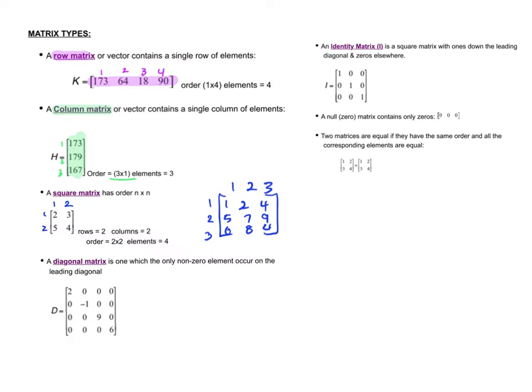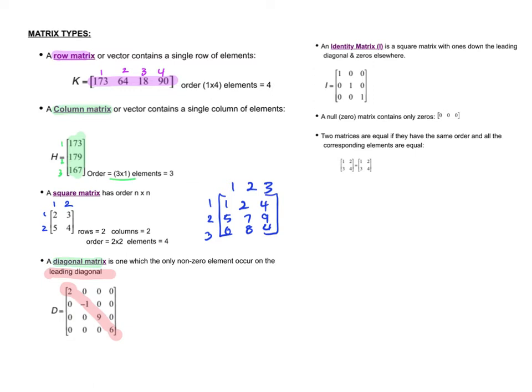If you have a diagonal matrix, you have only numbers occurring on what they call the leading diagonal. The leading diagonal starts up on this left-hand corner and goes down. That's where a leading diagonal starts, and goes down there. And see how that's the only spot there's numbers and everywhere else is 0? That's what makes a diagonal matrix.